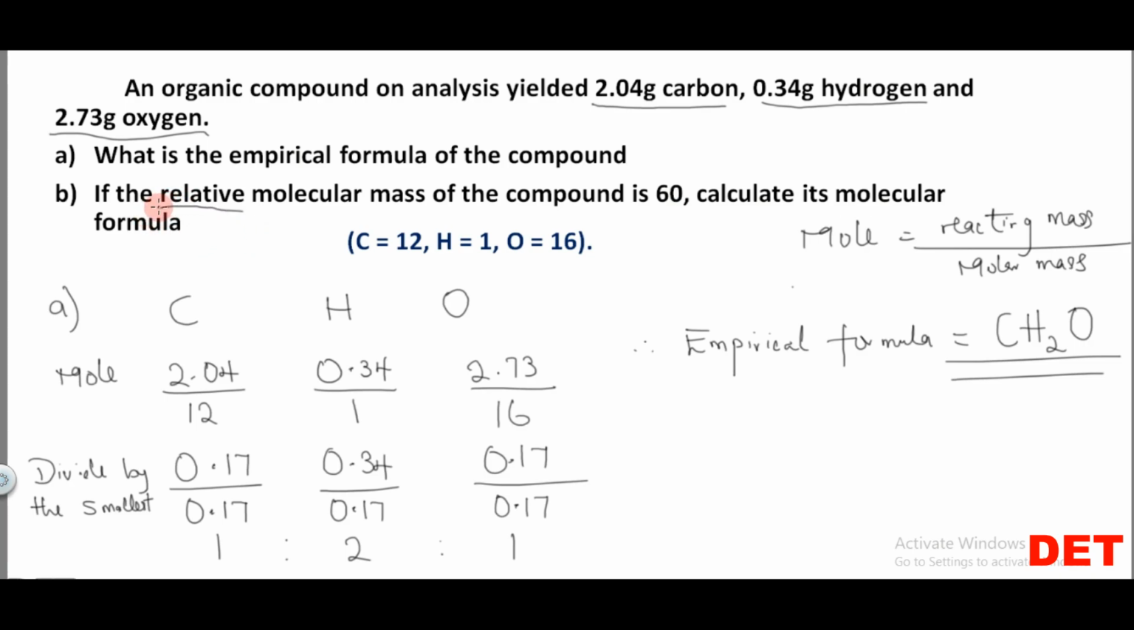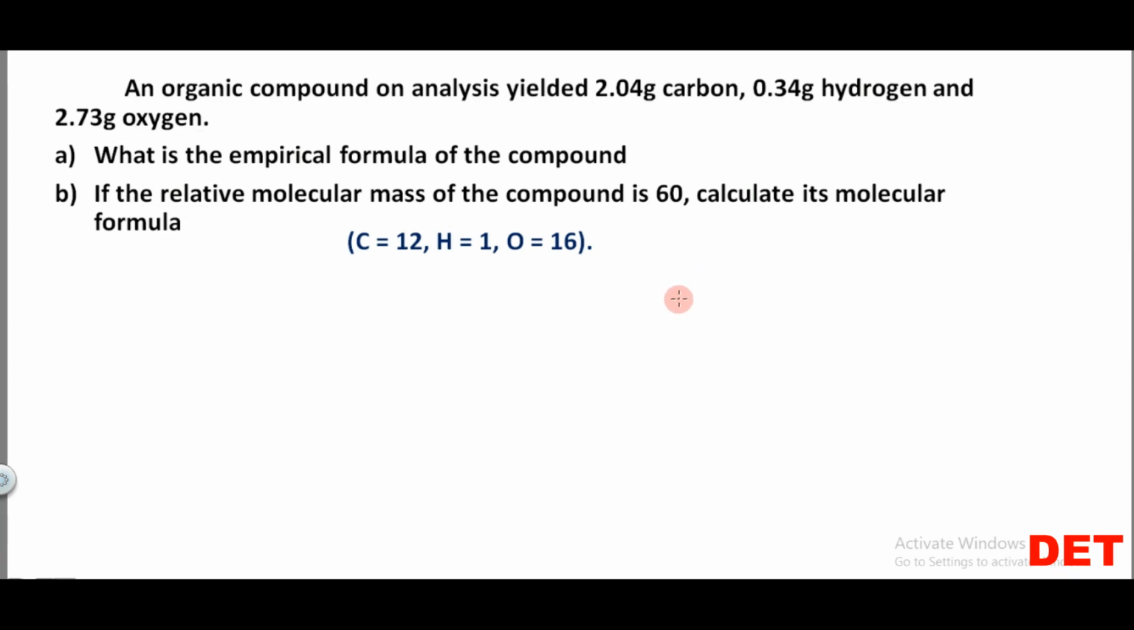If the relative molecular mass of the compound is 60, calculate its molecular formula. The molecular formula shows you the actual number of atoms of each element that are present in one molecule of this compound. From what we discussed before, the molecular formula of a compound is equal to the whole number multiple of the empirical formula.